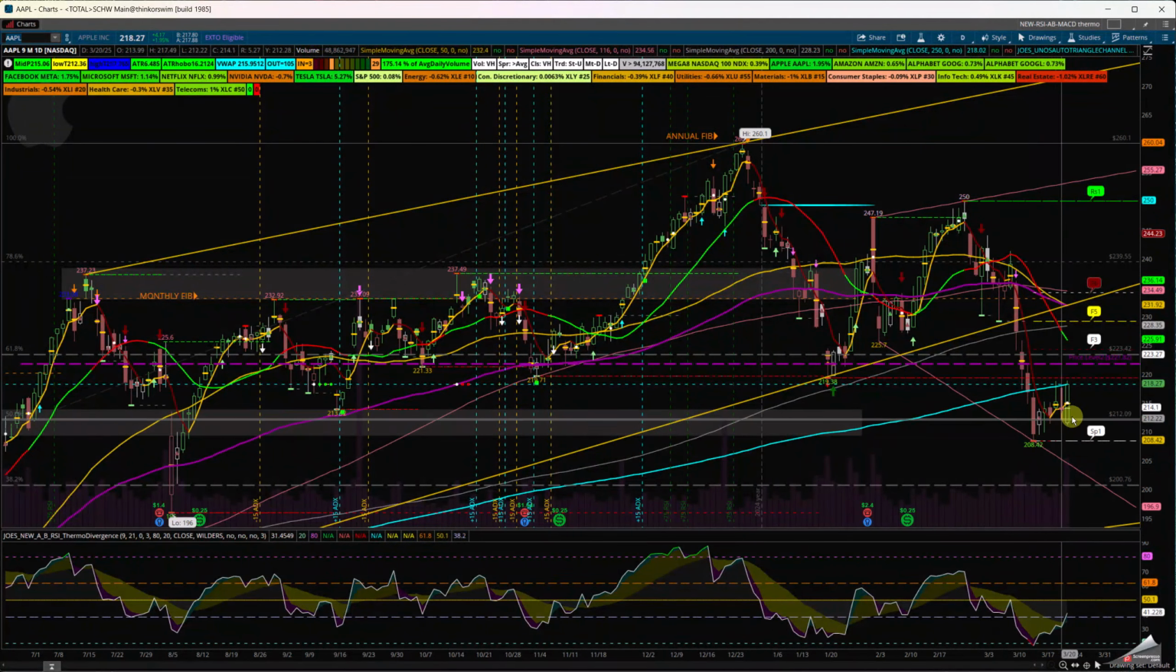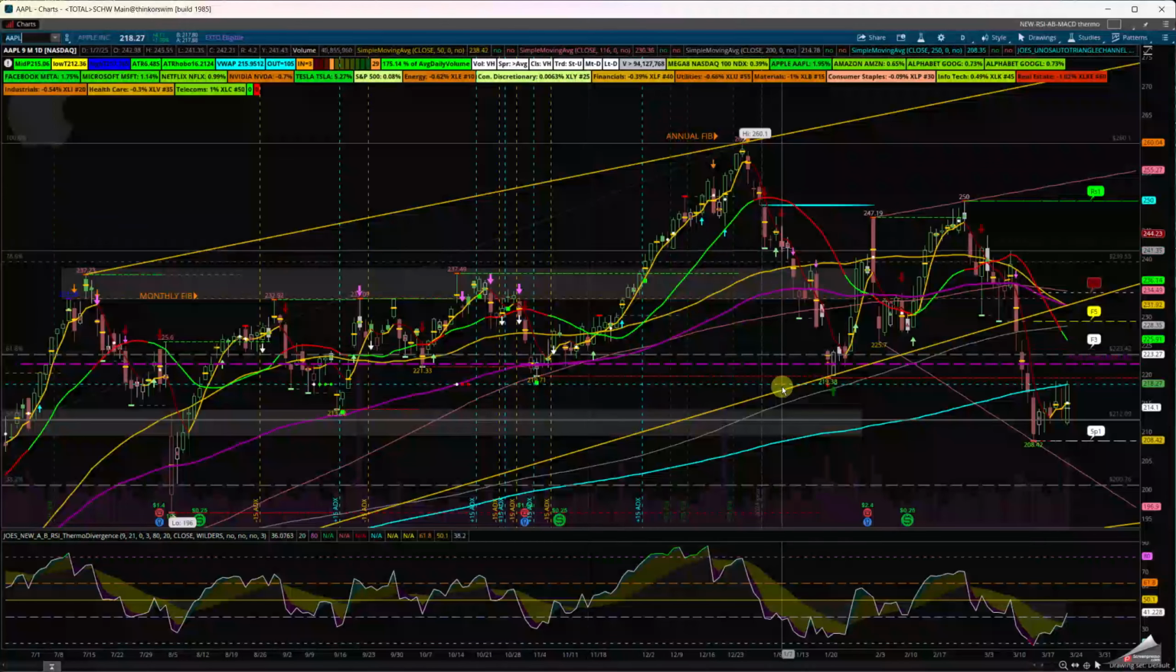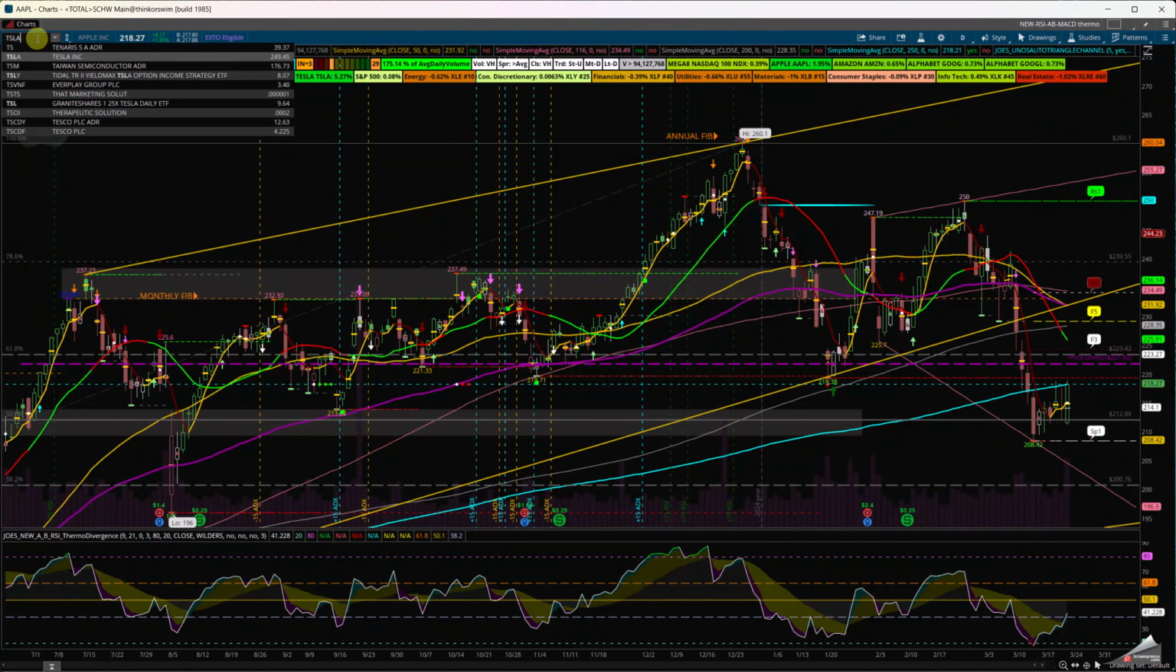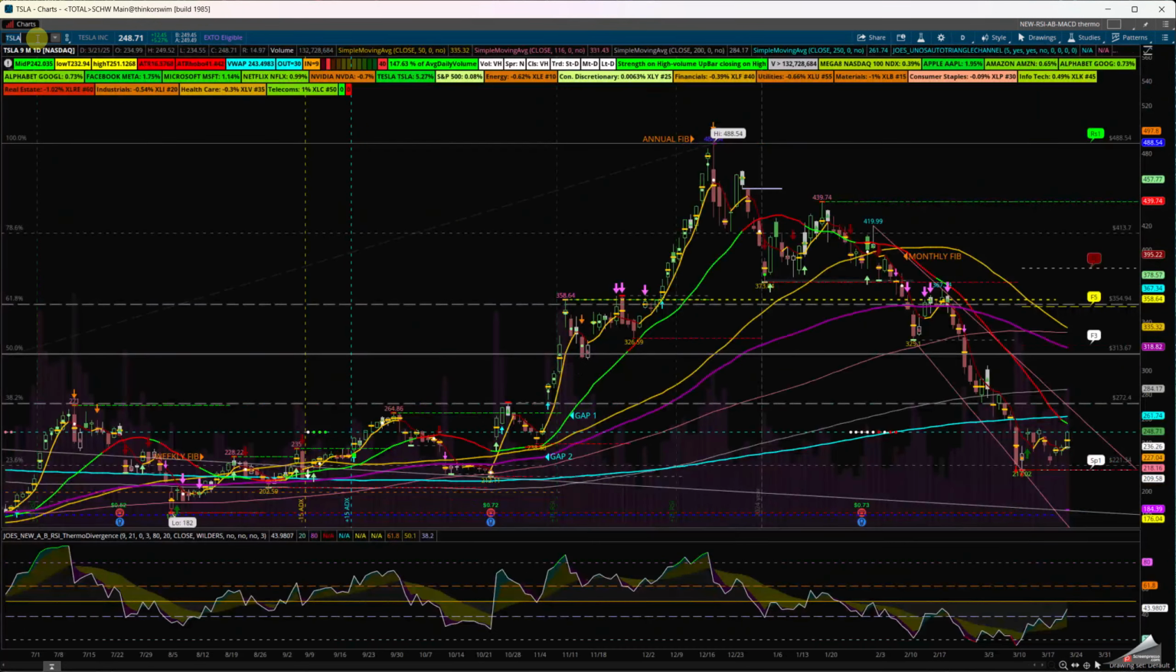I consider this an uptrend in a wedge. It's a double hook unless some major event happens and Apple cannot clear this area. Clearing the 219 area is very important, 220, in order to continue higher. This is the Apple setup. Let's take Tesla, and I'll show Tesla here.